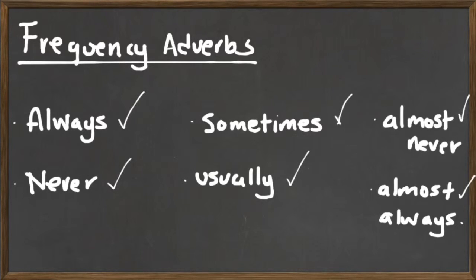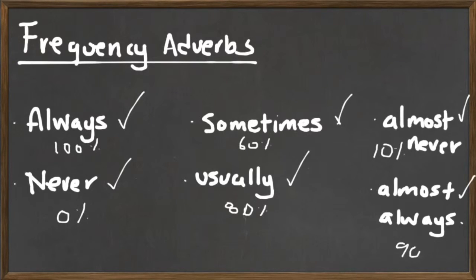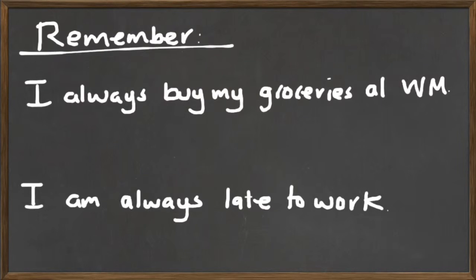Normally when we practice frequency adverbs, we know that always means all the time, maybe 100%. Never is not happening at all. Sometimes we can call it maybe 60% of the time. Usually I would say 80% of the time. Almost never, actually it's the other way around, so let's say 10%, and almost always 90%. Okay, we have some examples.